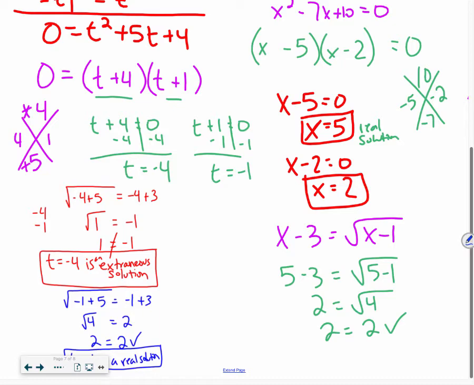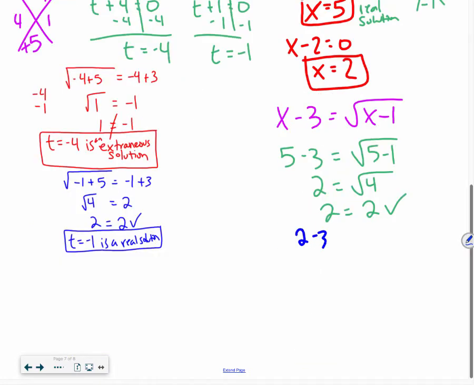If I plug a 2 in, I have 2 minus 3 equals the square root of 2 minus 1. So I have a negative 1 equals the square root of 1, or negative 1 equals 1. So that means x equals 2 is an extraneous solution.